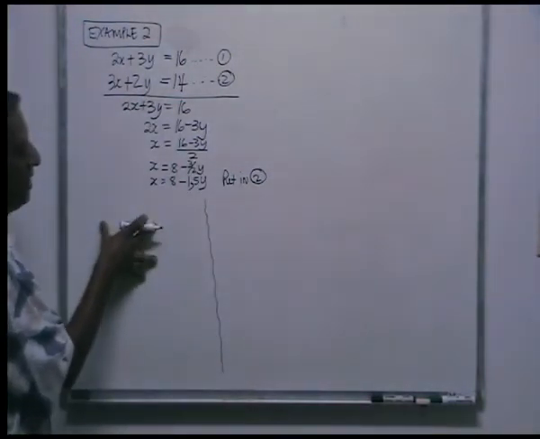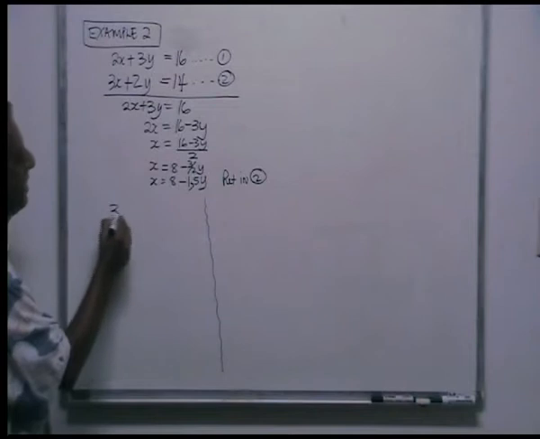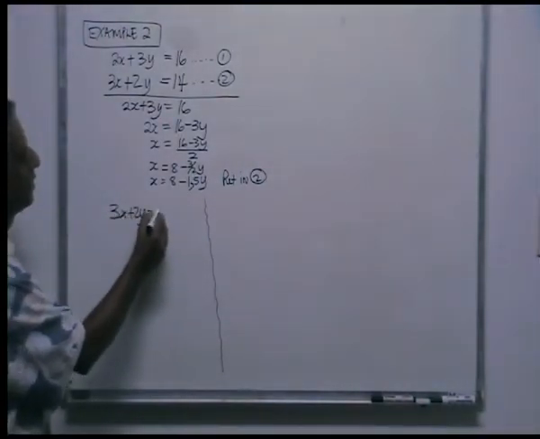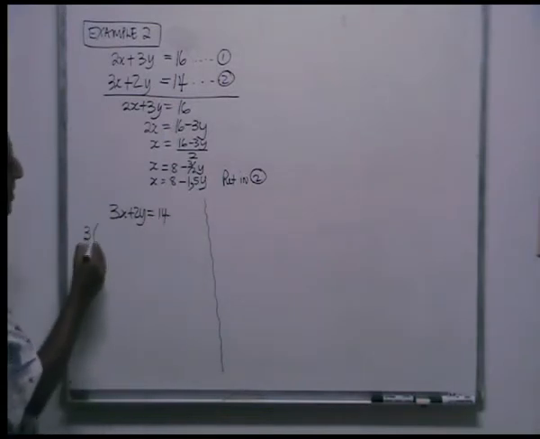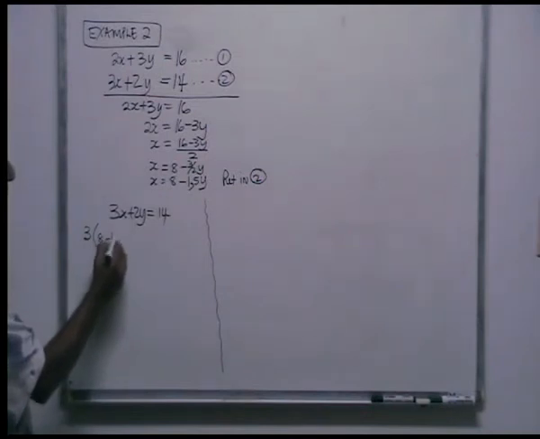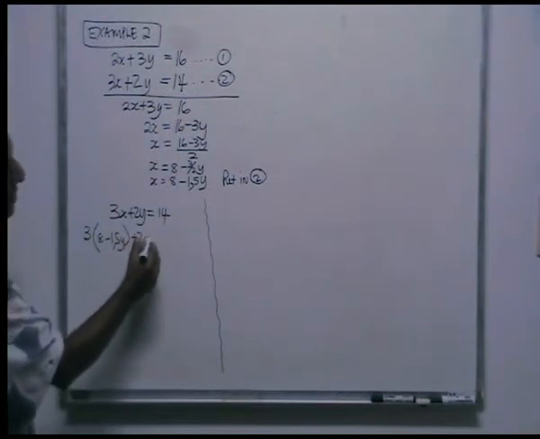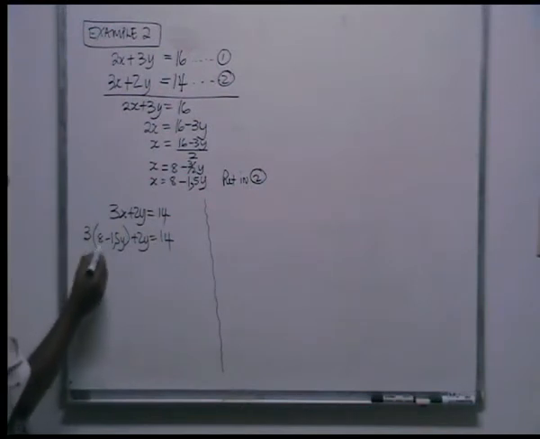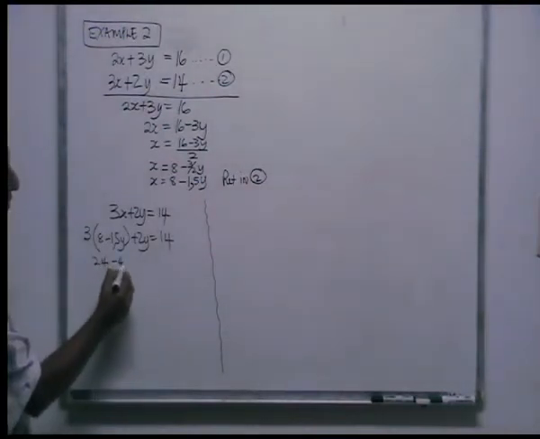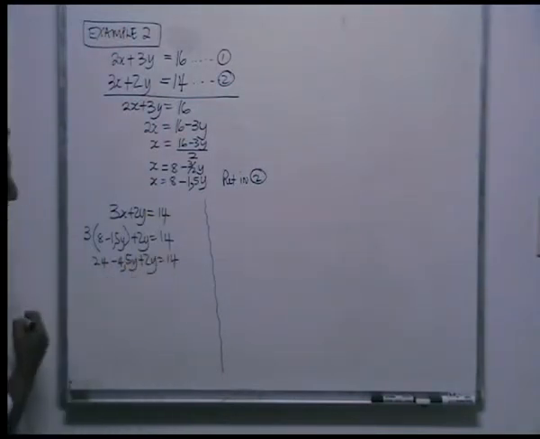Now I'll need extra space, so I'm going to work here and then go there. So let's write number 2 down. Number 2 is 3x plus 2y is equal to 14. So that's what I must put where there is x. So it will be 3 into 8 minus 1 comma 5y, plus 2y is equal to 14. And then 3 times 8 will give you 24. 3 times minus 1 comma 5 will give you minus 4 comma 5y, plus 2y is equal to 14.